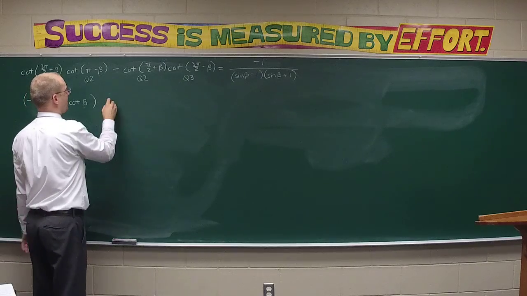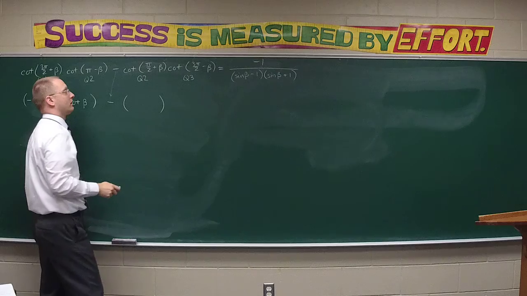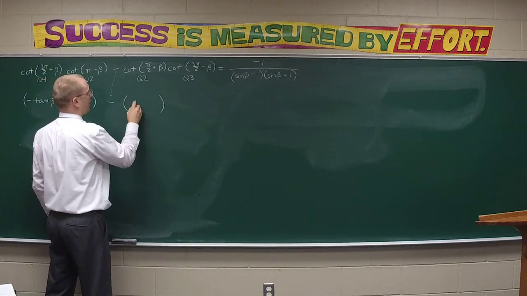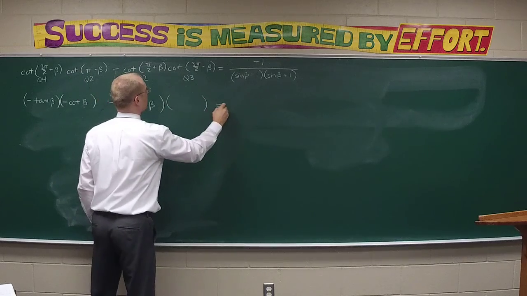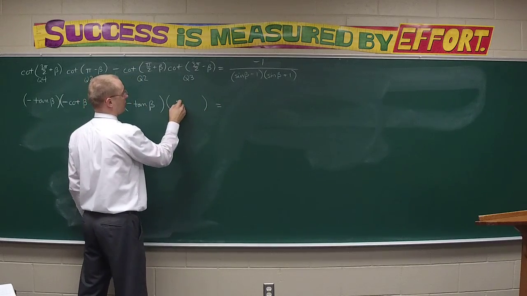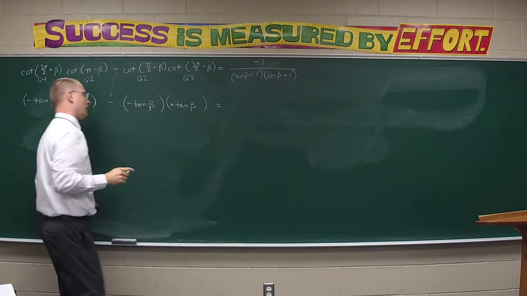Then we have the minus. Don't lose the little minus sign there. For the next one, same function or cofunction? Cofunction. So tangent, and it's negative. For the next one, cofunction, so cotangent or tangent of beta, and it's positive.